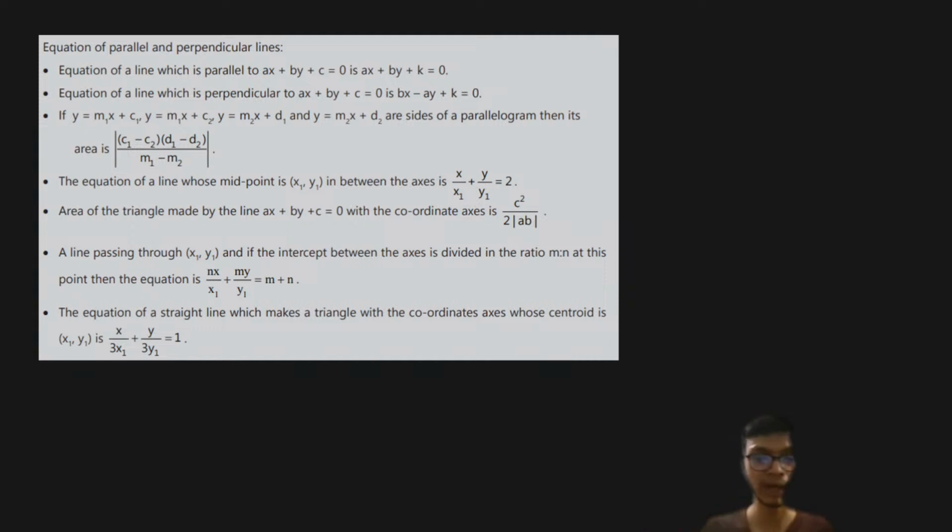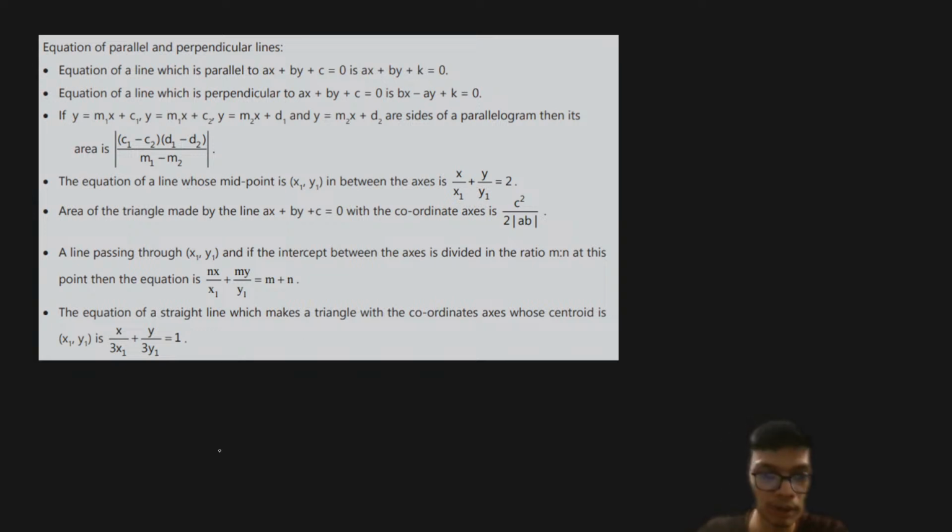Before we start, we have to discuss some of the important concepts. Some of the concepts that are important for solving questions quickly are written over here. I know you are familiar with all the basic parts, but I am still discussing the important parts. Many questions deal with the equation of parallel lines or perpendicular lines.